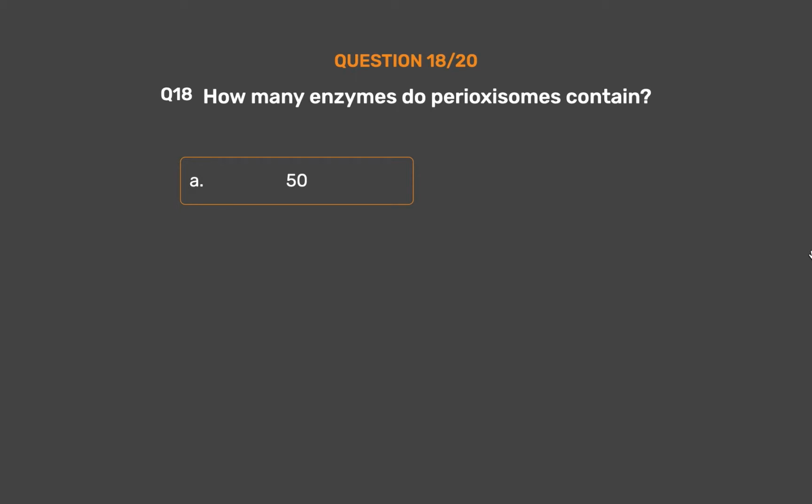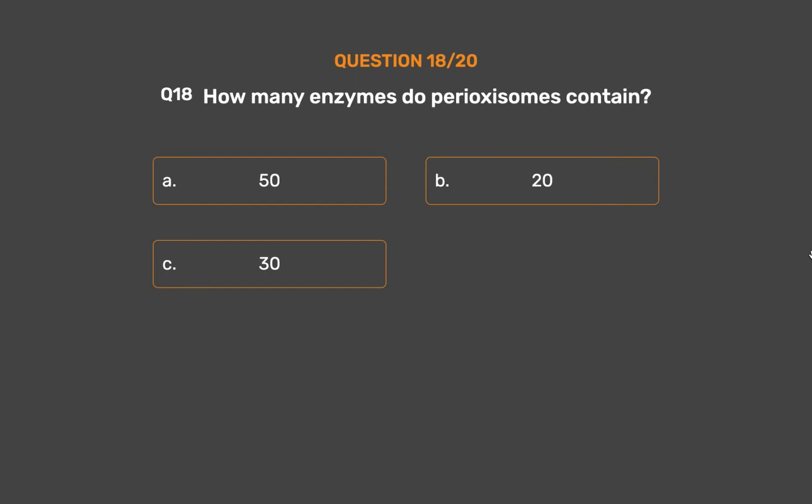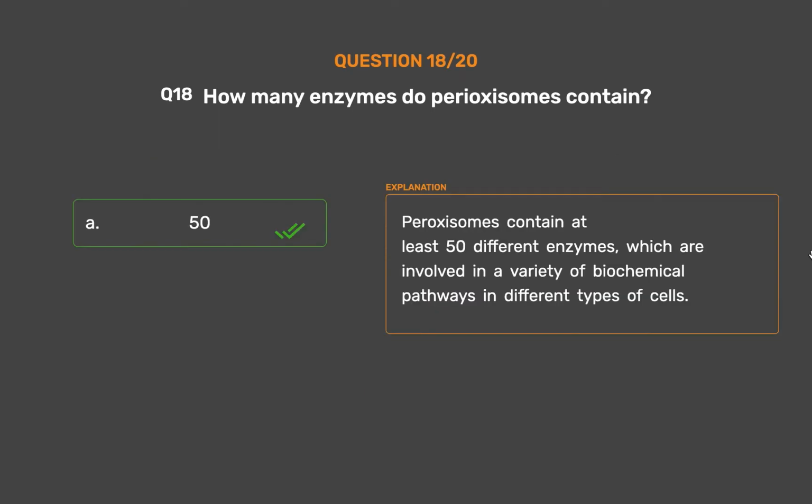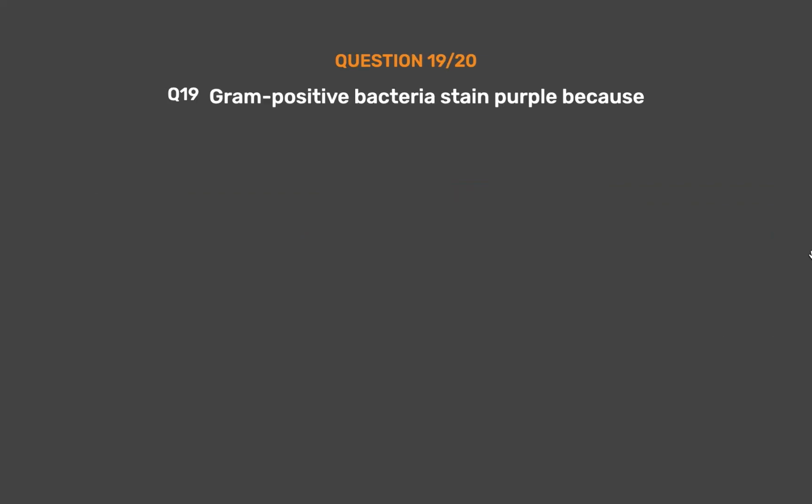Question number 18. How many enzymes do peroxisomes contain? Option A, 50. Option B, 20. Option C, 30. Option D, 35. The correct answer is option A, 50. Peroxisomes contain at least 50 different enzymes, which are involved in a variety of biochemical pathways in different types of cells.